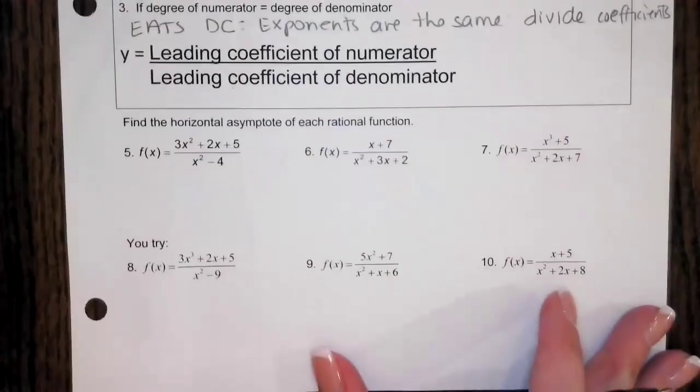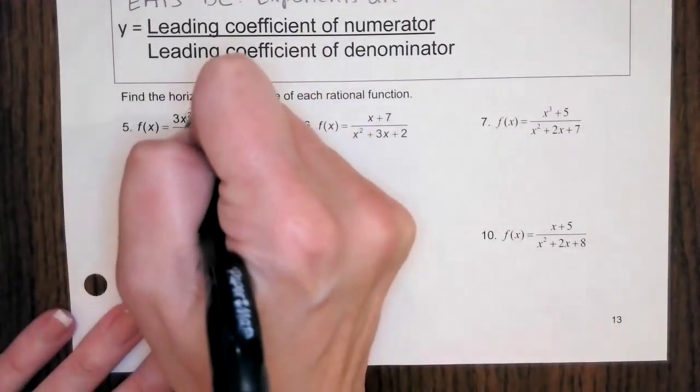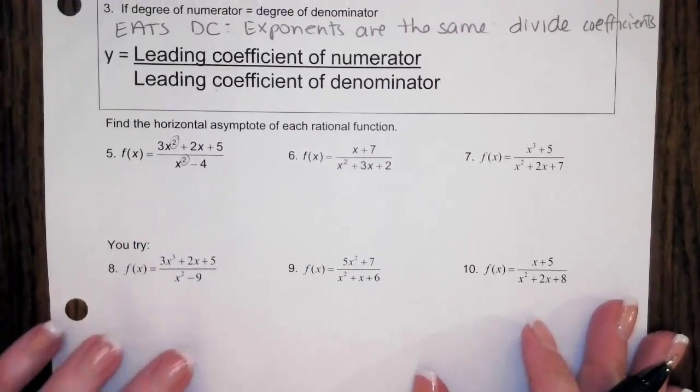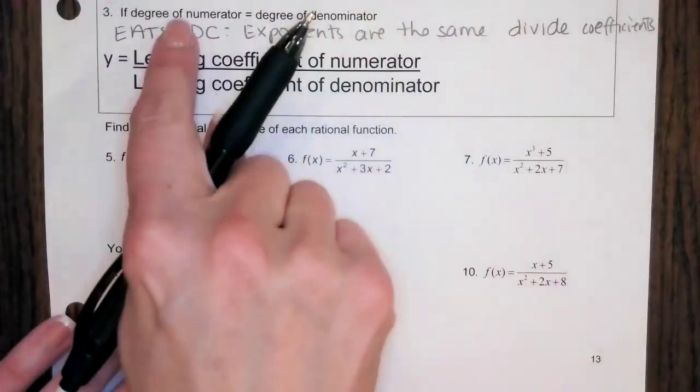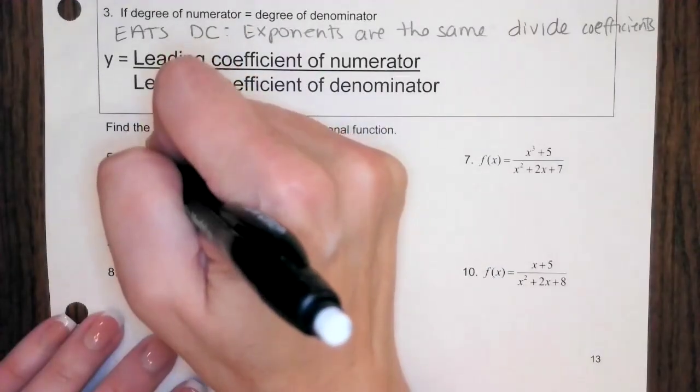All right, so let's look at some examples of those. My first one here, my highest exponent is 2 on the top and the bottom, so in my numerator and my denominator. Well, that's going to be this one right here. The degree of the numerator is equal to the degree of the denominator. So we divide the coefficients, and the coefficients are the number in front.